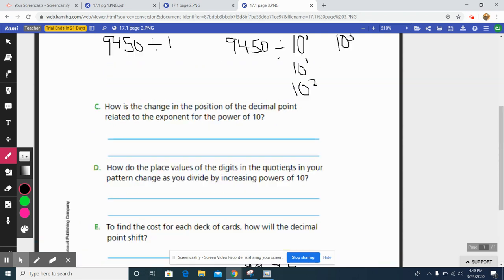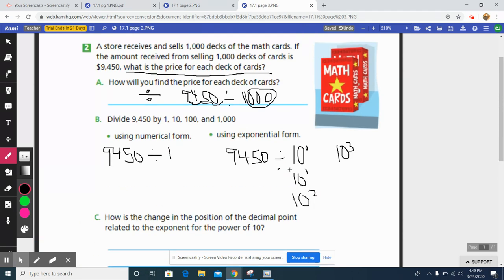Okay, so what you need to remember for this lesson is that whatever we're dividing by, however many zeros, we are moving it to the left. This works only because we are working with base 10 numbers, okay? It changes if we don't have base 10 numbers, but because we are working with base 10 numbers, we can just move the decimal to the left.